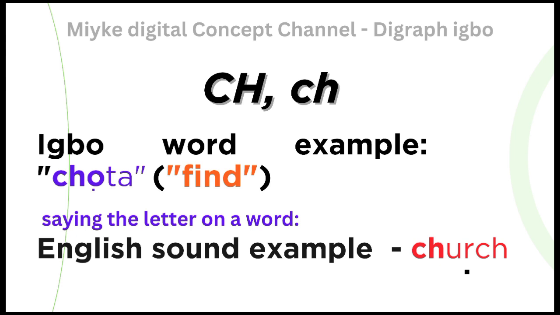Chi. An Igbo word example for ch is chota. Chota. That ch stands clear in that word. Chota. It sounds like saying the letter ch, and in English it can be like church. That is chota, chi, church. In English, that's exactly what it looks like.